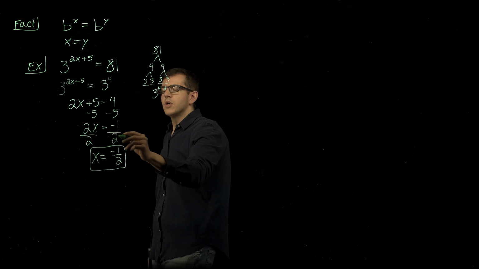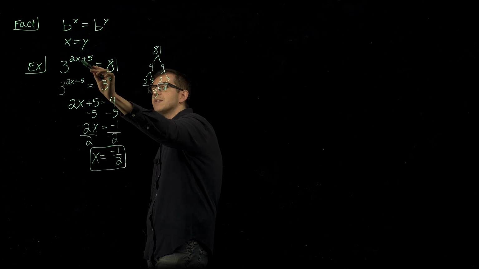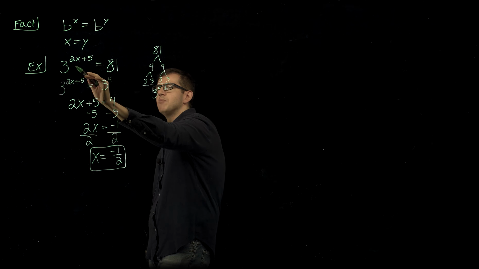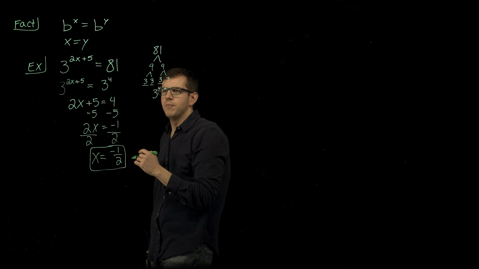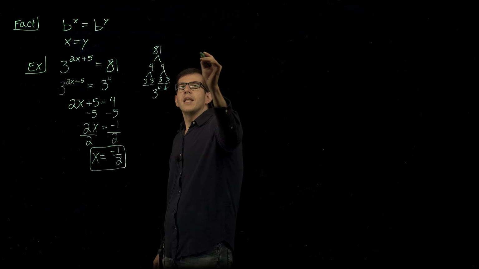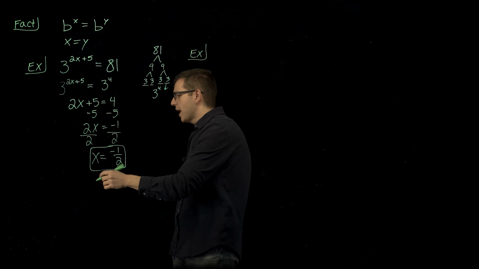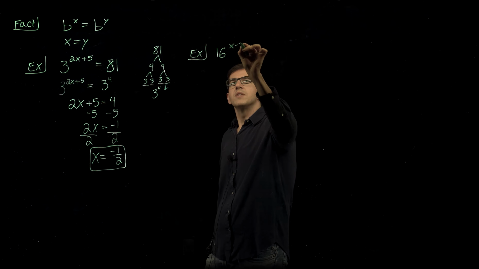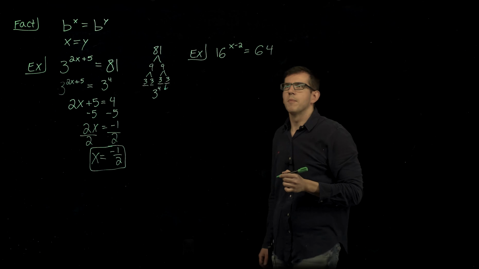And you can always do a quick check with this by taking this value, plugging it back into x in the original equation. And when you do, the left side will simplify to give you 81, which checks out to equal the right side. At this point, go ahead and take a moment to pause the video and try to solve 16 to the x minus 2 is equal to 64.